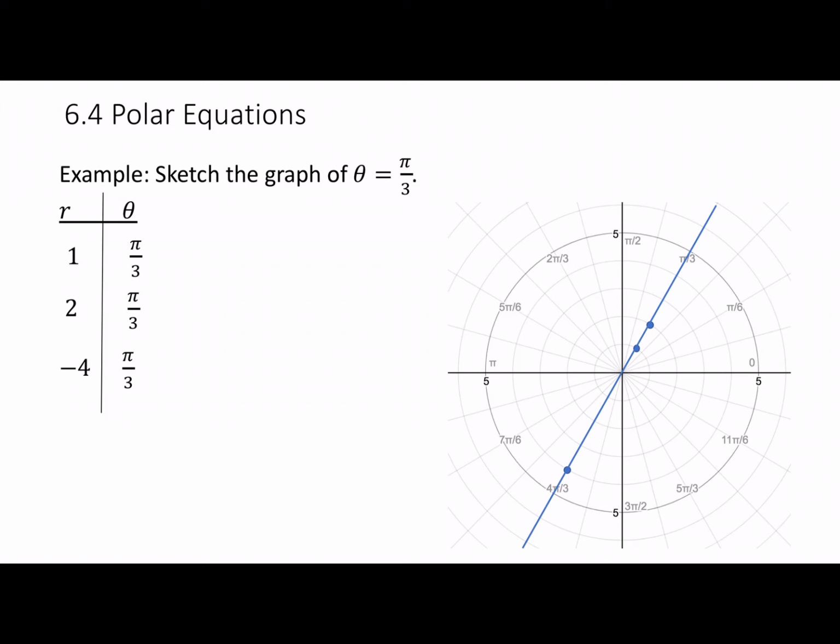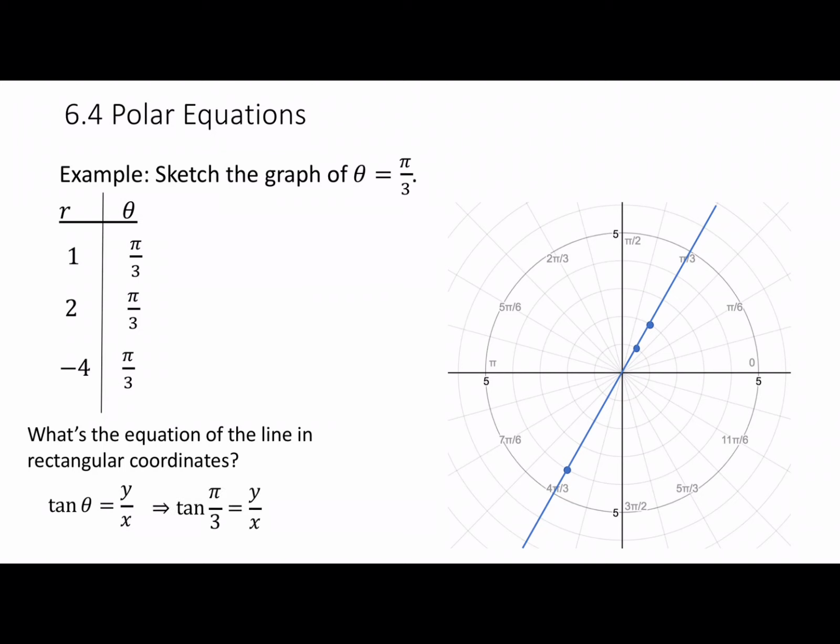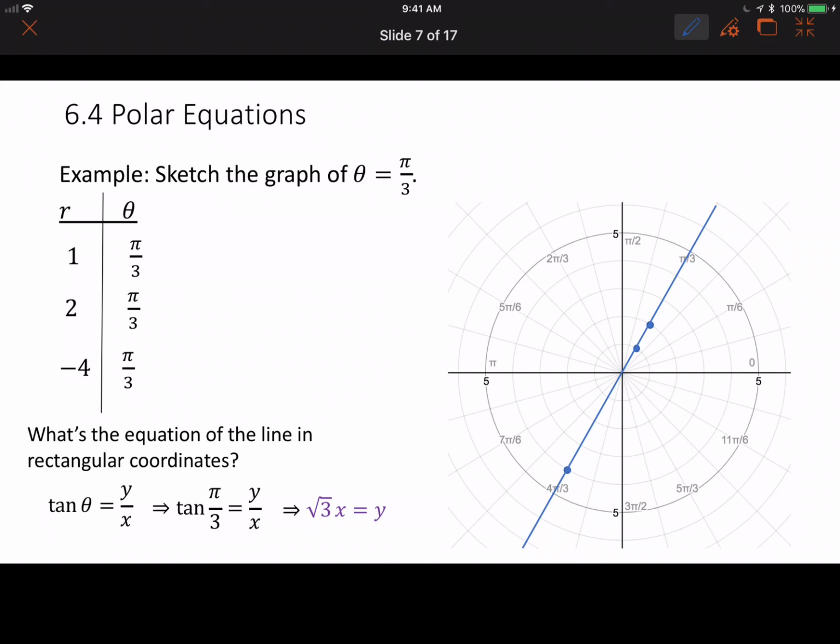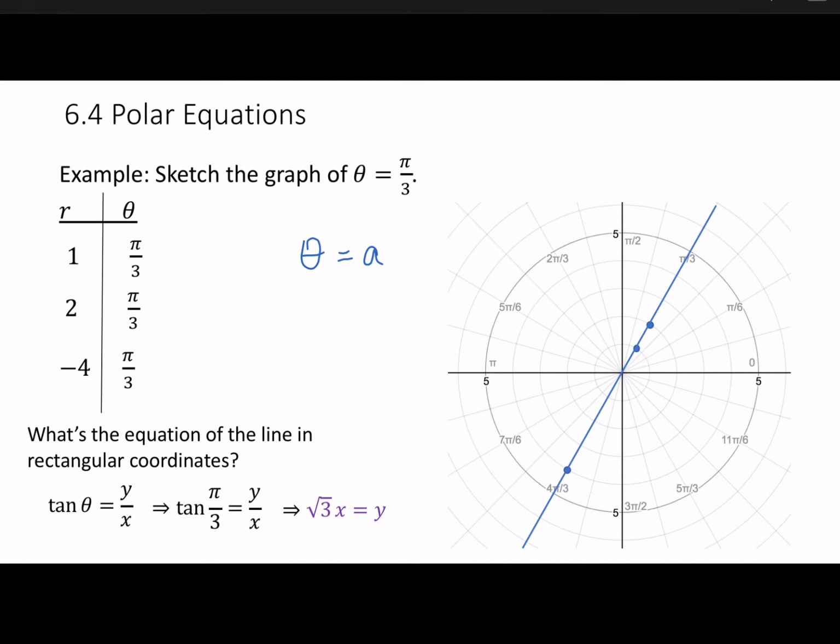Now we could write down the rectangular equation for this line. How could I do that? Well, I know that tangent of theta is y over x. So let's just plug in theta. So tangent of pi over 3 is y over x, which means that √3 times x is y. So this is a line with slope √3. In general, if you have an equation of the form theta equals some value a, that's always going to give you a line. Okay, so that's one that you should recognize.